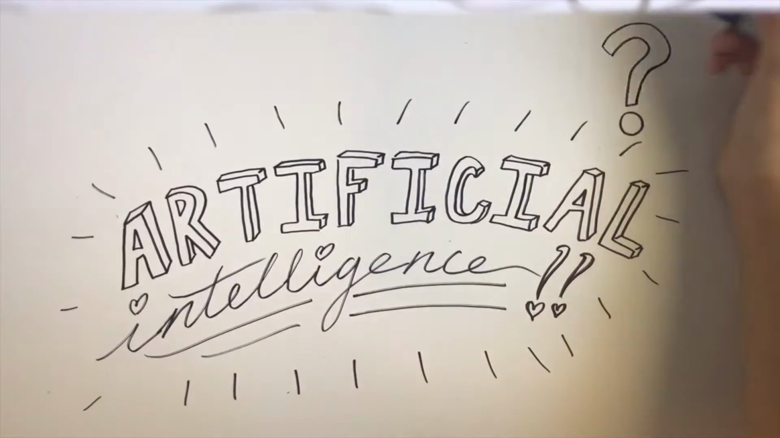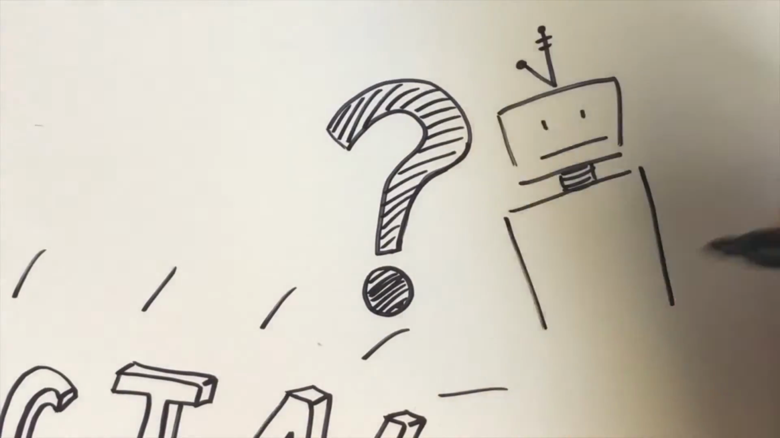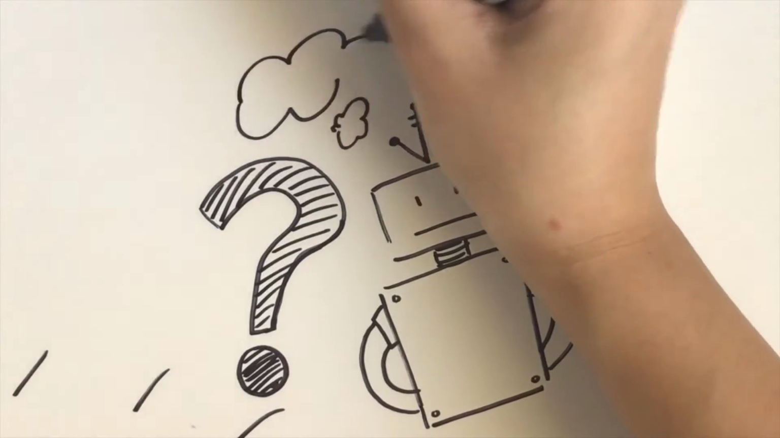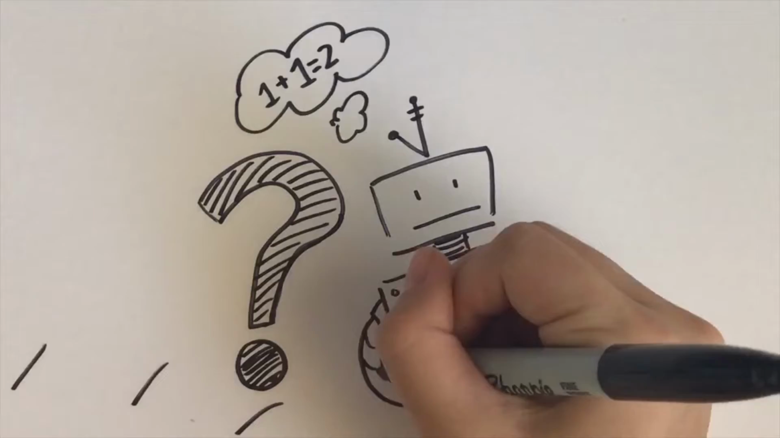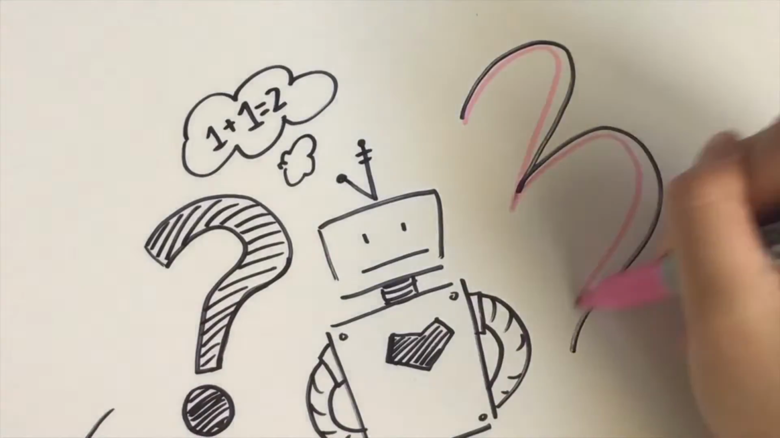So what is artificial intelligence? Well, it is when scientists try to make machines perform human-like processes, and hopefully in the future machines will use AI to become human. There are three types of AI.